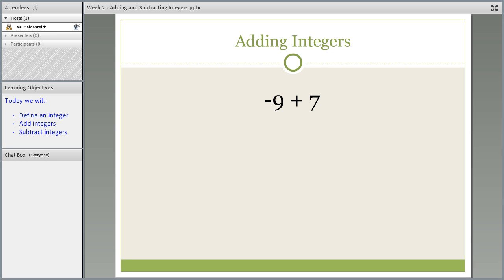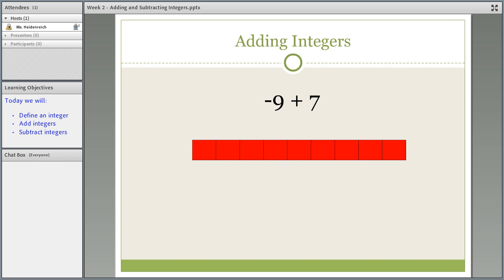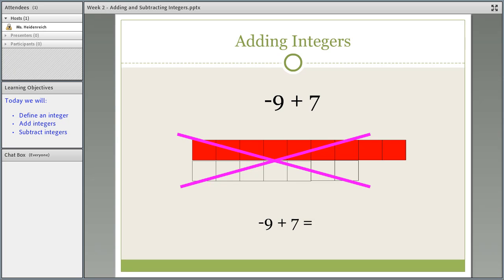So here's another problem. This is negative 9 plus 7. I'm going to go ahead and start with the negative 9, which is 9 red boxes. So if you count those, there's 9 of them there, 9 red. And then I'm adding positive 7. So I'm going to put down 7 clear boxes. And then my 7 clear boxes cancel out with 7 of the red boxes. And I'm left with 2 red boxes. Or in other words, I had more negatives. And so I'm left with a -2 for an answer.